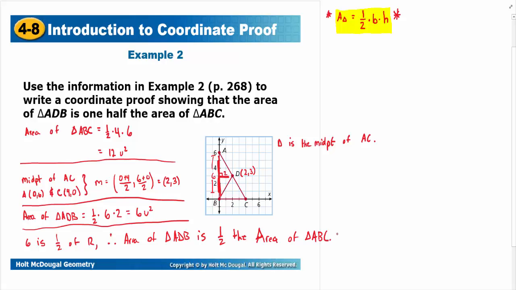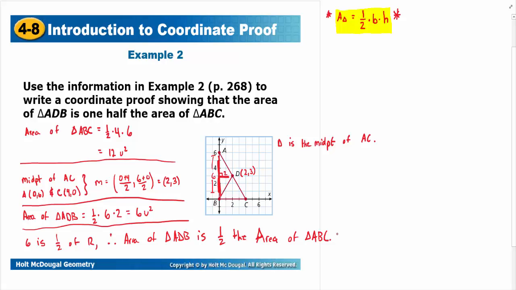So again, we had to show the different areas. We had to prove that D was the midpoint, or they told you D was the midpoint. When they tell you D is the midpoint, you need to apply that concept and use the midpoint to prove that D is at 2, 3. If you prove that, you can do your area. If you can do your area, you can show that one is half of the other.